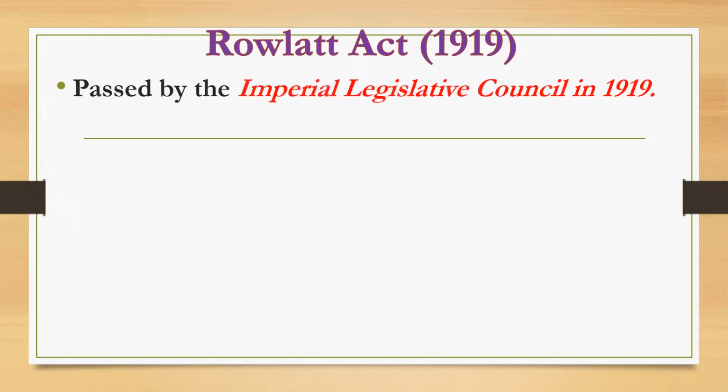If we think about the Rowlatt Act, this act was passed by the Imperial Legislative Council in 1919. My dear students, this act was passed in a very hurried manner. Even the Indian members of this council protested against it. But the Imperial Legislative Council, meaning the English members, passed this law even though the Indian members protested against it.